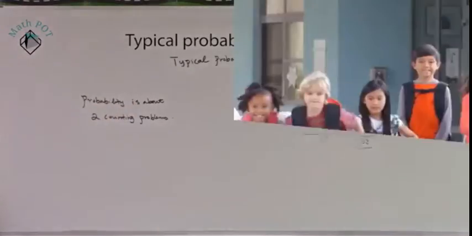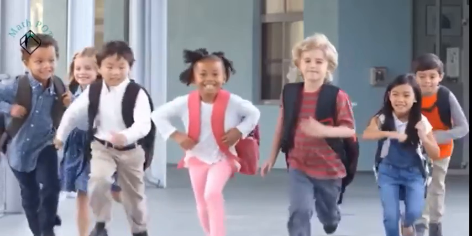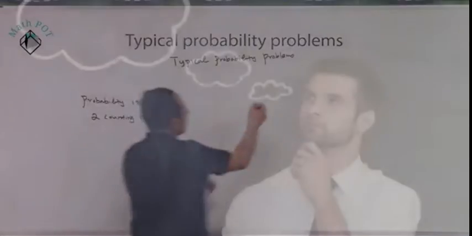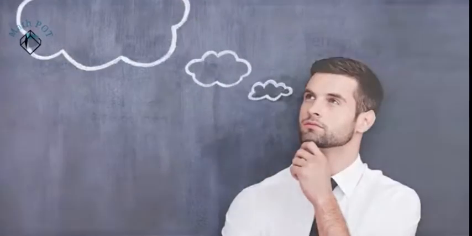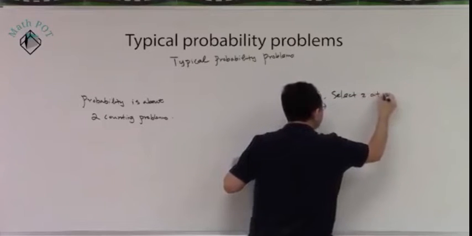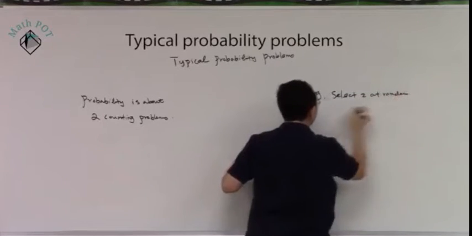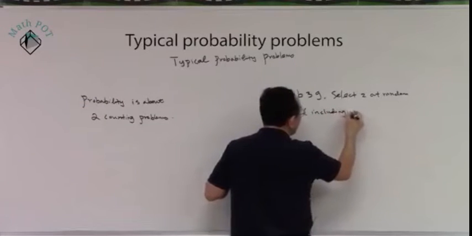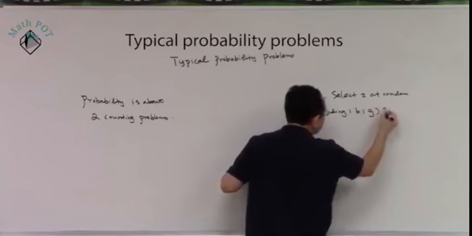That is the idea. Think about this: we have 4 boys and 3 girls, and we want to select 2 at random. What is the probability of including 1 boy and 1 girl? Let's see how to solve this one.